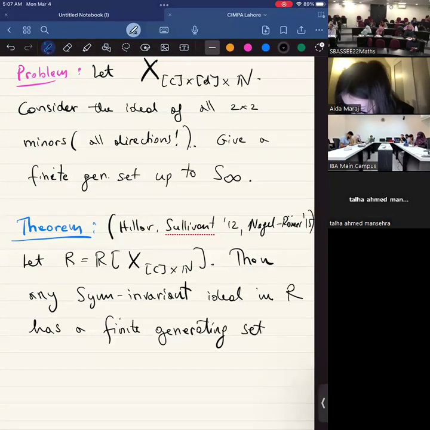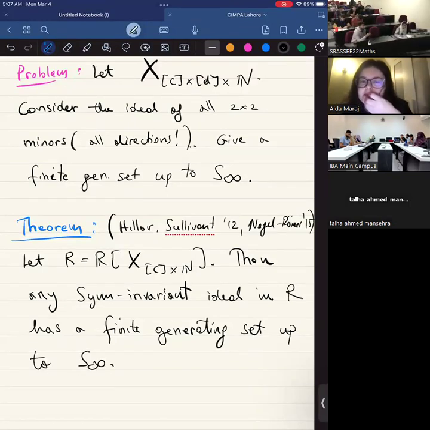set up to S. In the problem you proposed, how is the action defined? Yeah, I left it as a you will tell me.